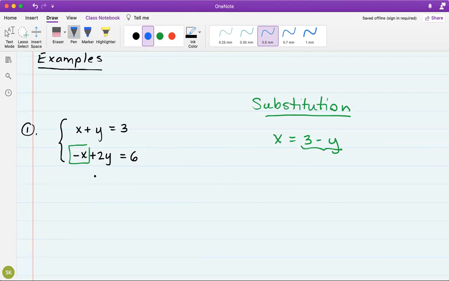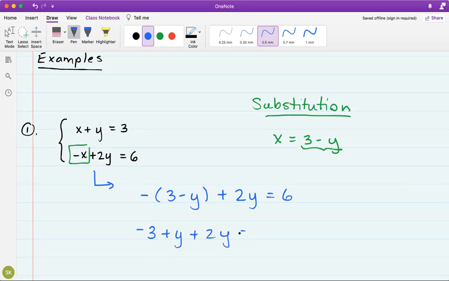So let's do that. So we get negative, because this is negative x, so negative (3 minus y) plus 2y is equal to 6. Now notice that this negative is on the outside of x, so we need to send that negative into everything here. Don't just put it in front of that 3. So we get negative 3 plus y plus 2y is equal to 6.